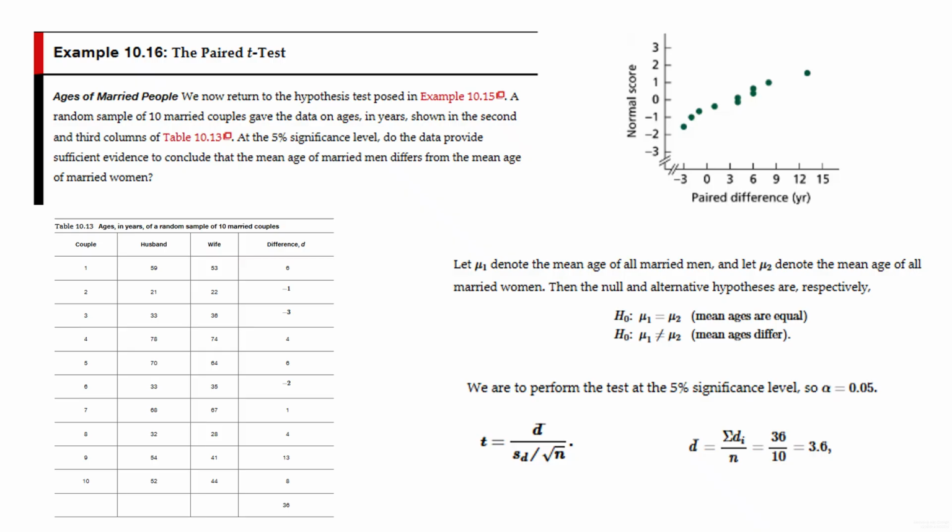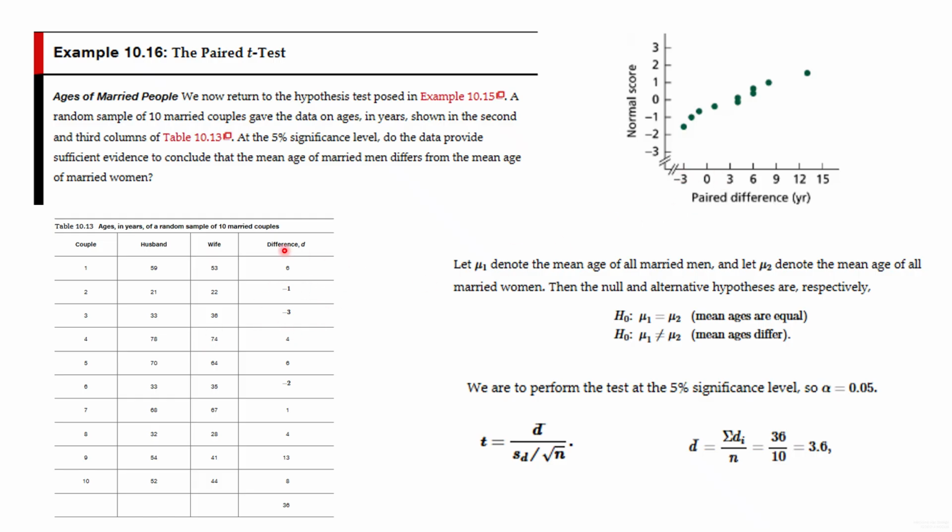So first of all, we're going to look at some of the assumptions here. This needs to be a simple random paired sample, and from the question we can tell that it is. The next thing is that the normality is actually going to be based on the difference here. So what we've got is the age of the husband and the age of the wife. The difference, or D, is simply 59 minus 53, which is 6. 21 minus 22 is minus 1, and it's okay that you have negatives. 33 minus 36 is minus 3, and so on.